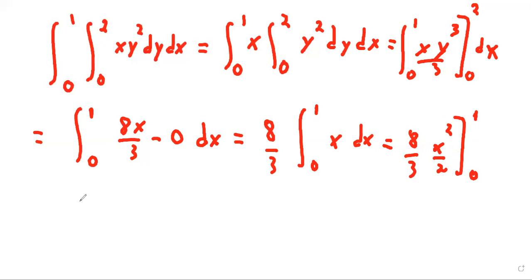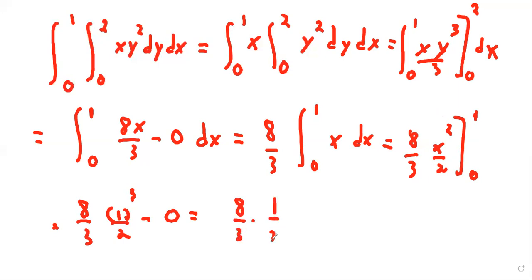So now we get 8 over 3 times 1 squared over 2 minus, this just becomes a 0, which gives you 8 over 3 times 1 over 2. And you can see where this is heading. This is a 4, this is a 3, which gives you 4 over 3, which is the same answer that we would have got if we would have integrated with respect to x first.